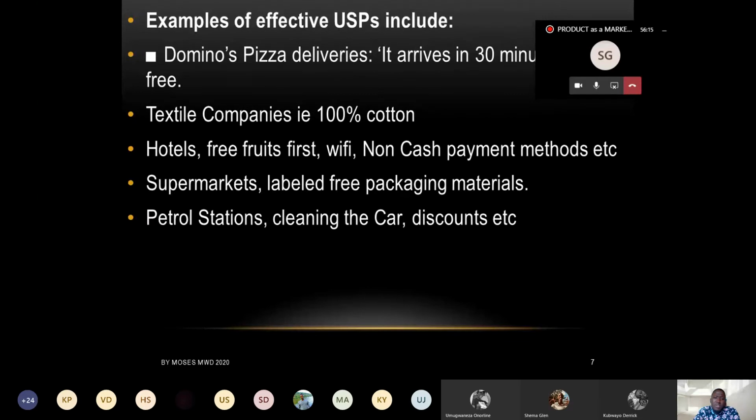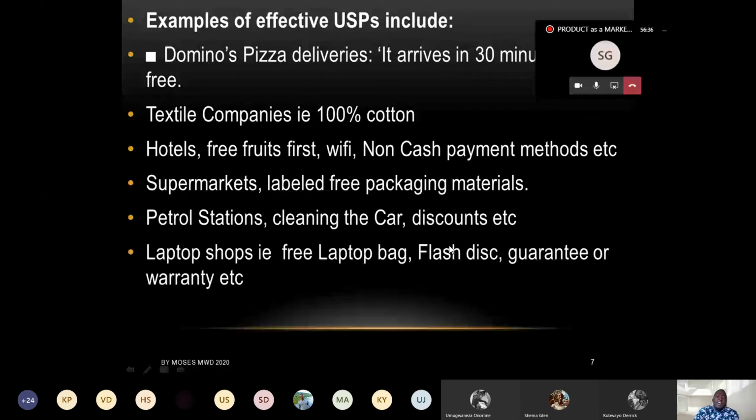Petrol stations, they clean your car, cleaning your window and everything, in the shortest period possible at zero charge. They give you discounts as you buy oil or petrol. That's the USP. Laptop shops, they will give you a free laptop bag, or a flash disk, or they give you a guarantee or warranty. They tell you if you get a problem within 1 year, bring it back, we'll give you a new one. These are some of the USP.